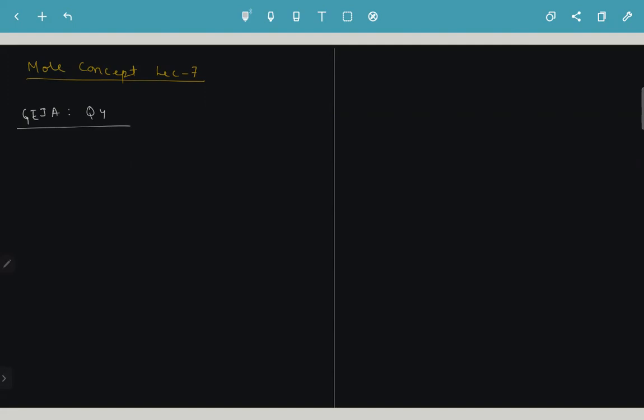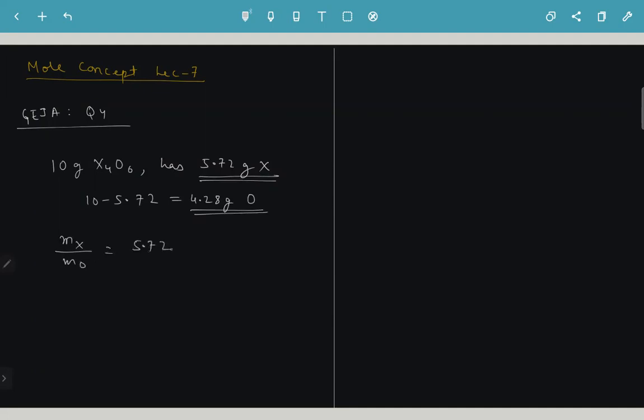Compound is X4O6. 10 grams of X4O6 has 5.72 grams of X. The remaining will be oxygen. So 10 minus 5.72 is equal to 4.28 grams of oxygen. We'll get mass ratio of X and oxygen. Mass of X upon mass of oxygen is 5.72 upon 4.28. This is from the given data.